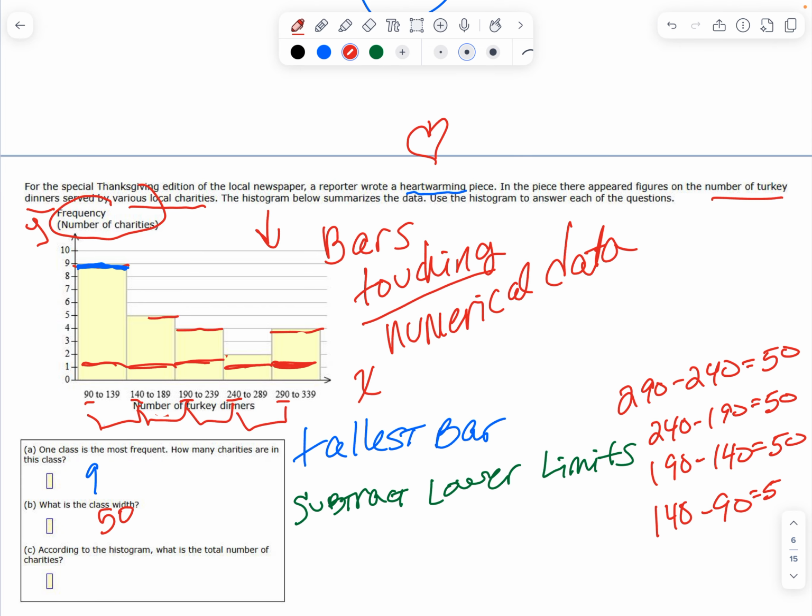According to the histogram, what is the total number of charities? For that, we're going to look at how high these go up to. This has 9. If you just come across, that's 5. This guy would be 4. This down here would be 2. And this one here would be 4. So if you add 9 plus 5 plus 4 plus 2 plus 4, 4 and 4 is 8, 10, 19, 20, that would be 24.